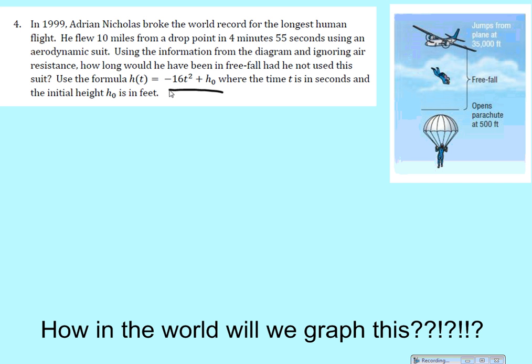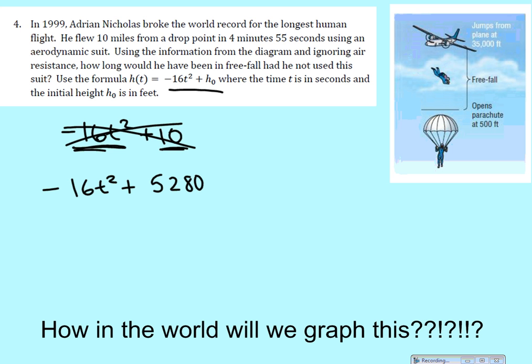So number one mistake kids will make is they'll do this, -16t squared plus 10, and they'll try and look at that. Slight problem. He was 10 miles above the Earth, and this is in feet. So this is not going to be the correct one. I don't want this. I want -16t squared, and I want 10 miles times the number of feet in a mile, which is 5,280. So it's 5,280 feet in 1 mile. So in 10 miles is going to be 52,800 feet.